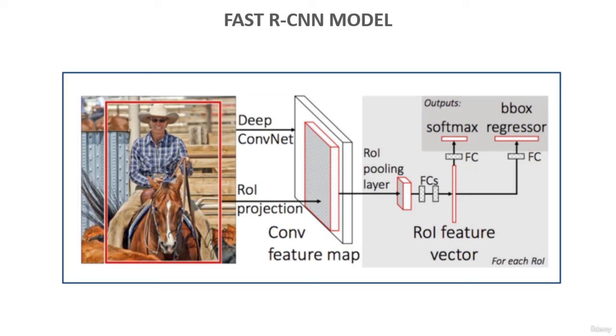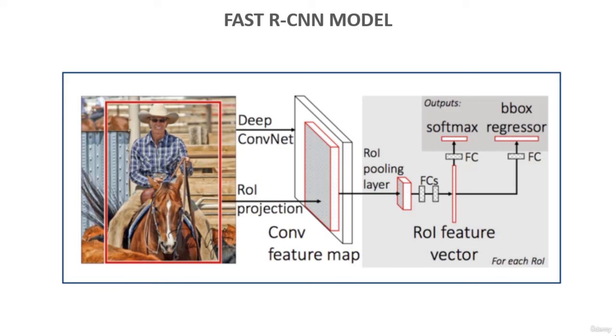From the convolutional feature map, we identify the region of proposals and wrap them into squares. Then, by using a ROI pooling layer, we reshape them into a fixed size so that it can be fed into a fully connected layer. From the ROI feature vector, we use a softmax layer to predict the class of the proposed region and bounding box regression to find the offset values for the bounding box.